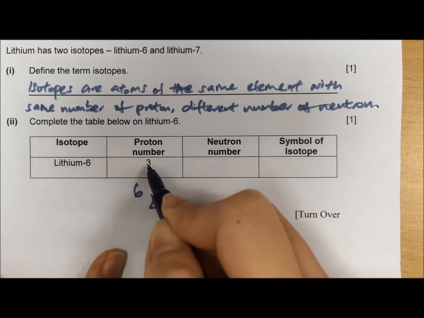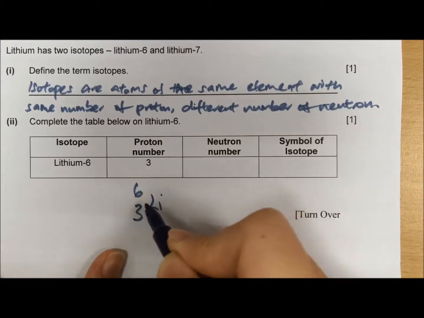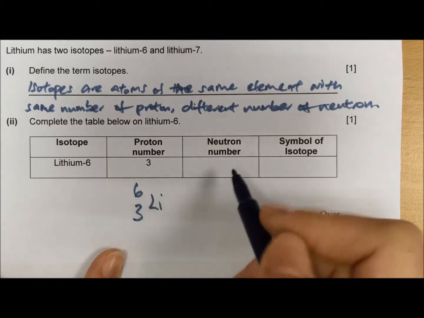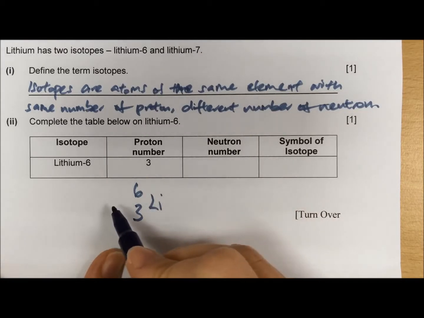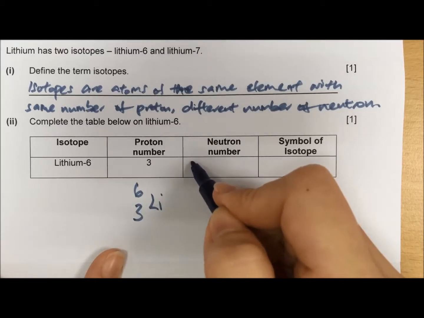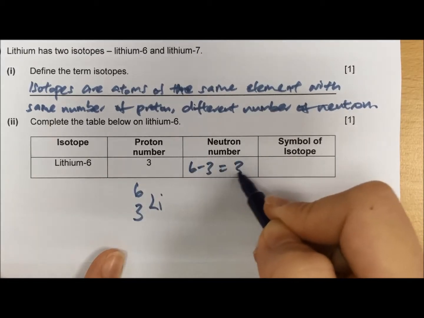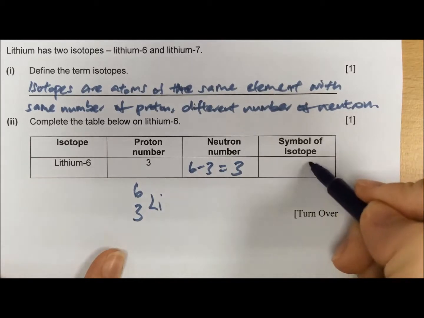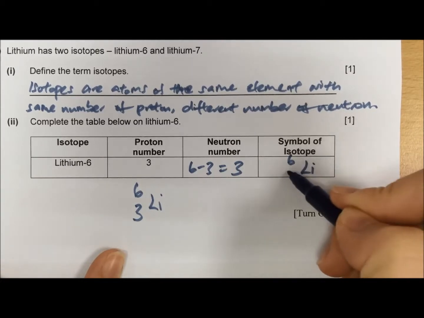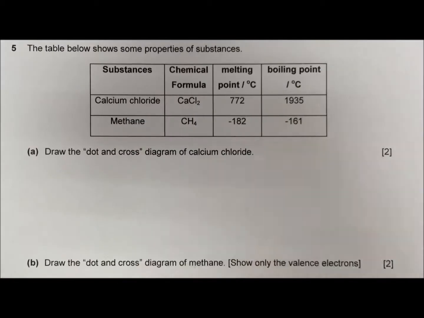Okay, so completing the table below. So lithium 6 means the top number is 6. Proton number means the bottom number is 3. So to find number of neutrons will be 6 minus 3 equals 3. So Li, this will be the symbol.